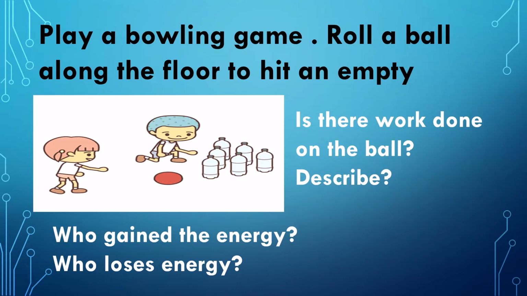If there is work done, one object gains energy and the other object loses its energy. So the question is, which one gains energy and which one loses its energy? For this case, the child, once they do the work, loses energy, and the empty bottle gains the energy.